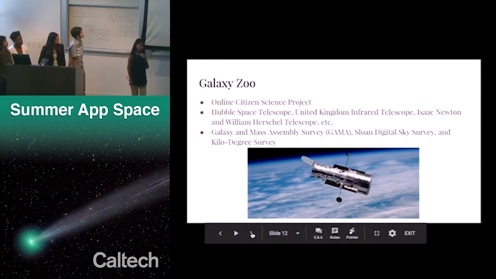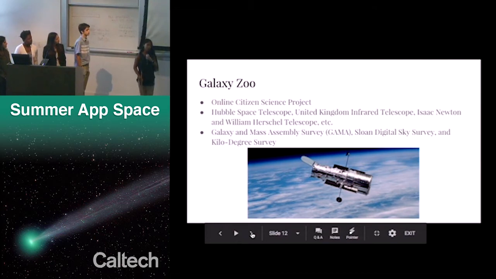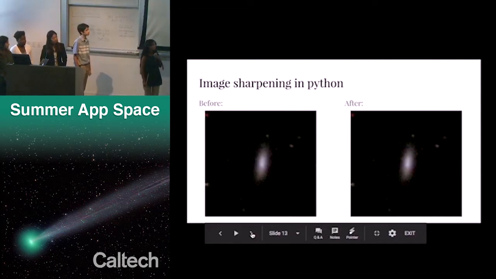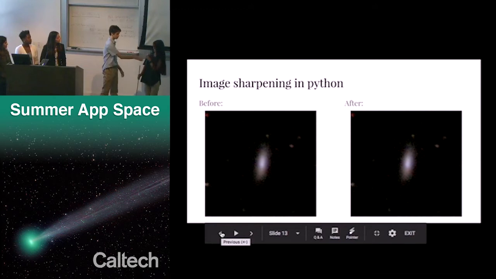Next is Galaxy Zoo. It's a citizen-based science project where people can volunteer and give their own classifications of the galaxies. So this project uses different telescopes. So they'll use images from the Hubble Space Telescope. They'll also use images from different databases like the Galaxy and Mass Assembly Survey and the Sloan Digital Sky Survey. And then this is a picture of the Hubble Space Telescope. So next, Will will explain his part.